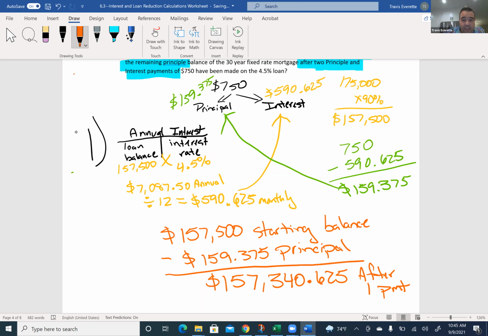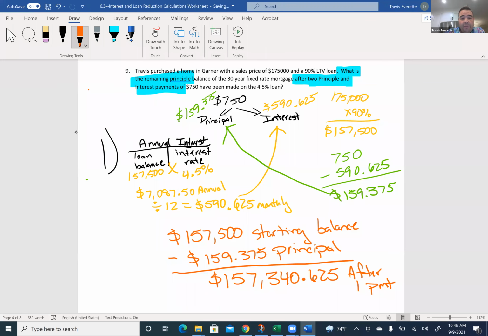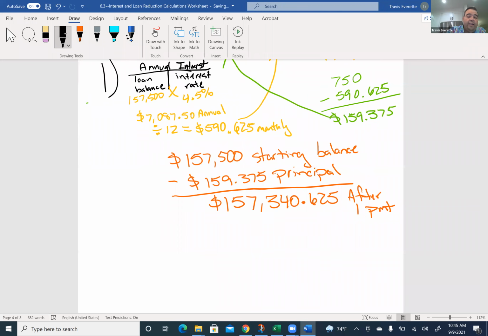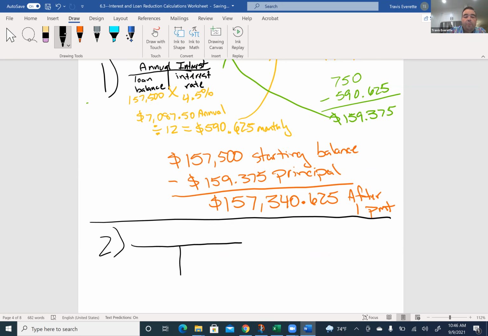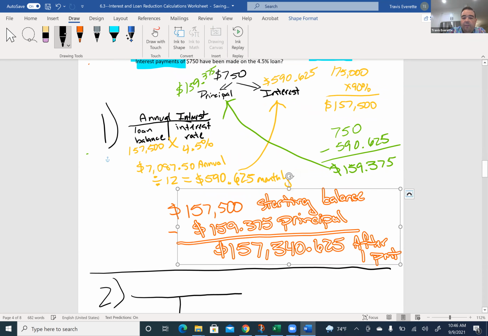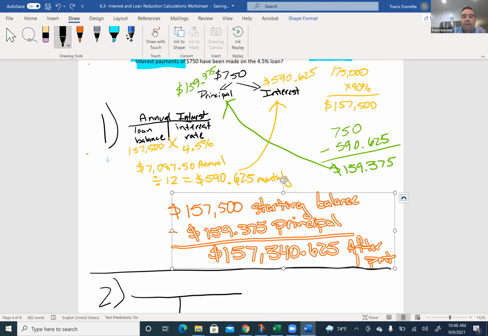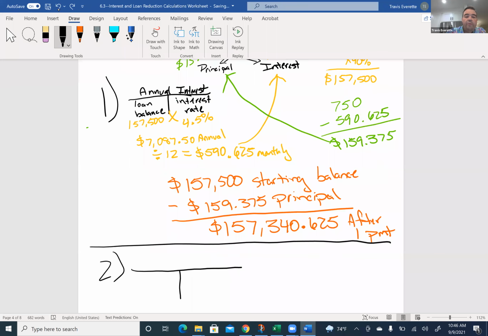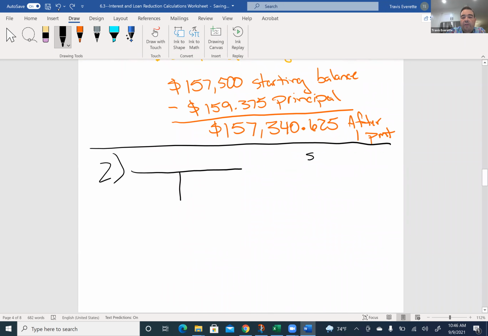Unfortunately, the question asks us after two payments. So we got to repeat this whole process over again. Let me draw a line here. And we're going to do payment number 2. We're going to repeat the exact same process because we know we still have a monthly payment of $750. My computer is not cooperating. There we go. We still have a monthly payment of $750.